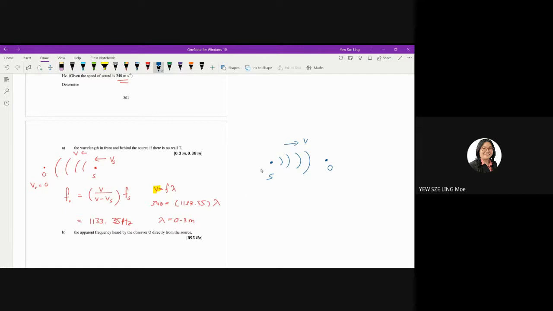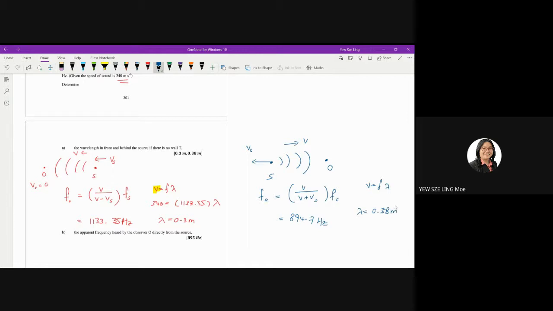But then, your source is still going to the left, because it moved towards the wall. So now your source and your v, the speed of sound, they are heading in opposite directions. So in this case, we are going to use Fo equals v over v plus vs, times Fs, which is then equal to 894.7 hertz. So by using v equals f lambda again, we then obtain lambda equals 0.38 meter.